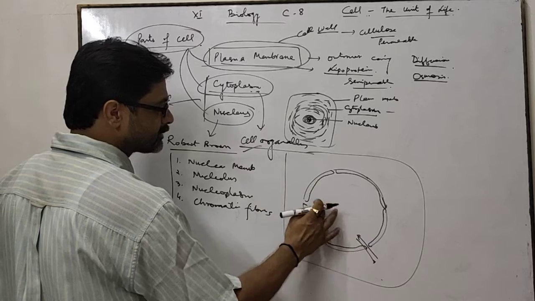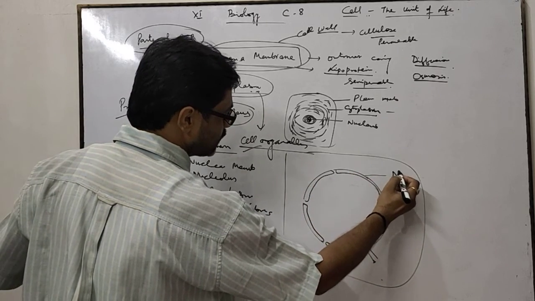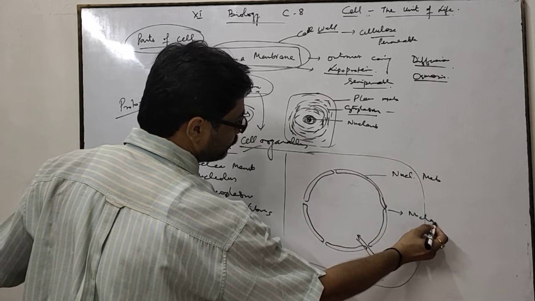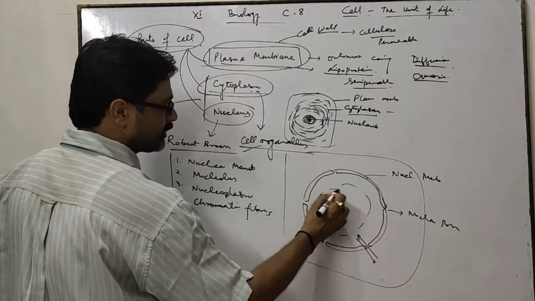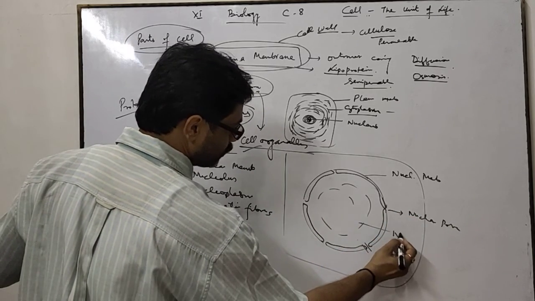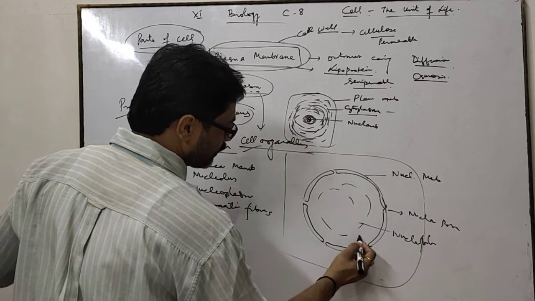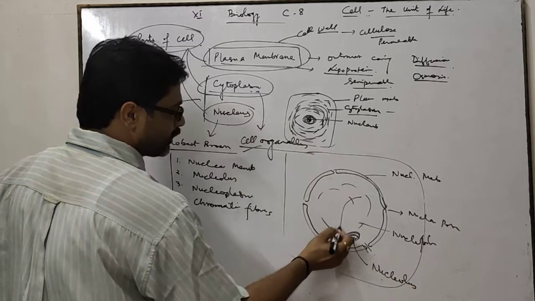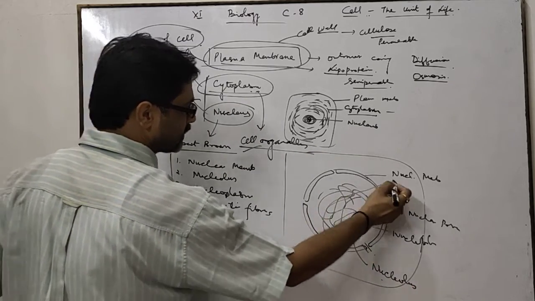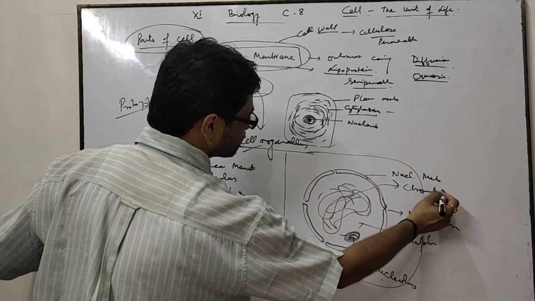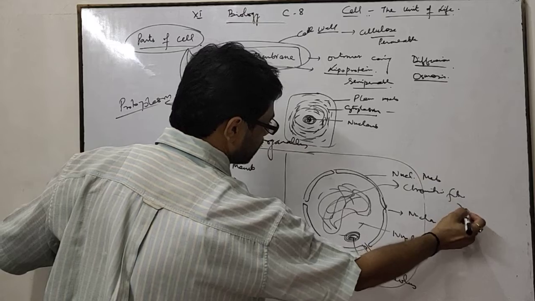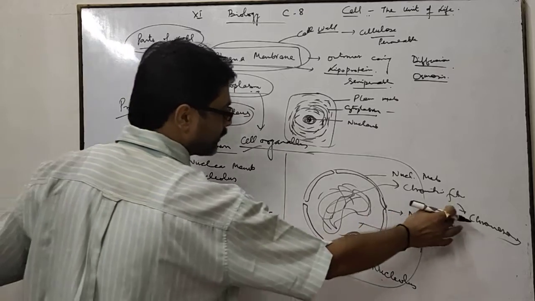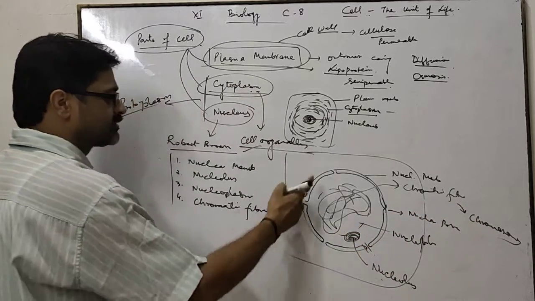This is the nucleus. This figure is nuclear membrane. This is nuclear pore. The fluid present within this is nucleoplasm. Within this, a circular structure is present that is called nucleolus, and thread-like structures present, this one is chromatin fibers, and these chromatin fibers condense to form chromosomes. This is the figure of nucleus.